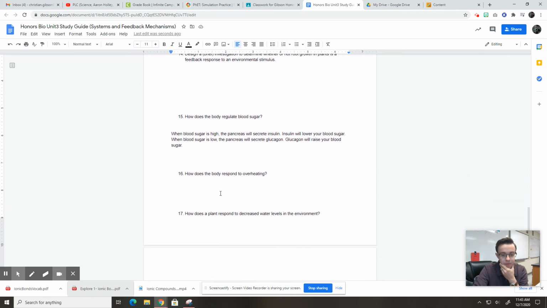Okay. How does the body respond to overheating? This one's almost too easy. Your body will sweat. Sweat cools your body down through evaporation. So that sweat will evaporate off your skin. That's a net cooling process. It's overall cooling. And so you will cool down as your sweat evaporates.